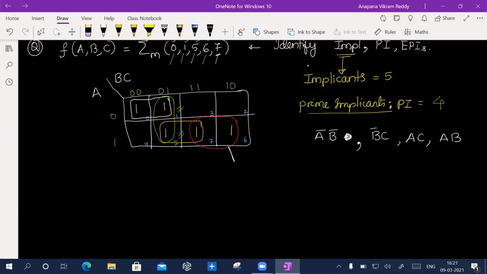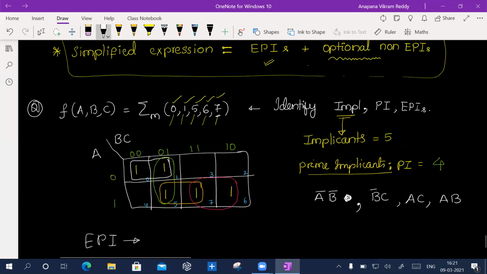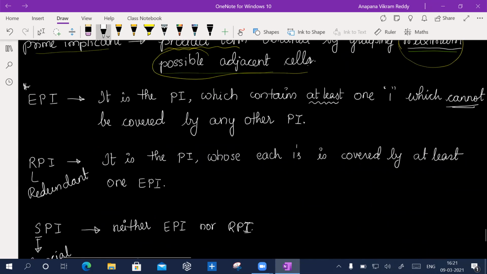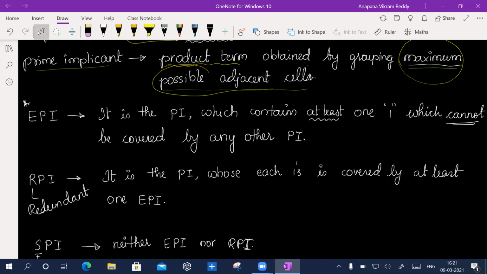Okay, so this is what I have. Let me remove all these things. Now we came to the main stuff: essential PIs. How many? Someone gave me the correct answer.